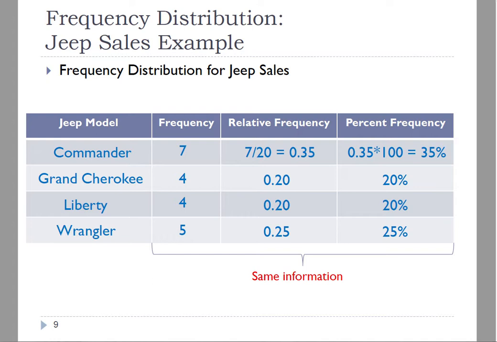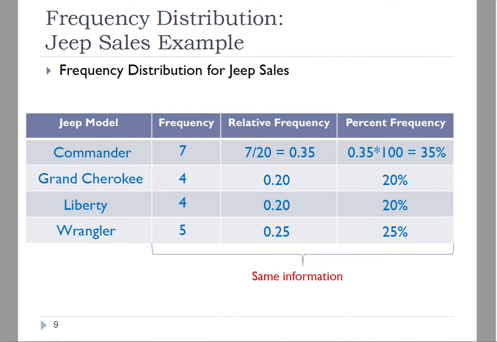So if 7 Jeep Commanders were sold, what was the total? We're just dividing it by 20, and that equals 0.35. And then if we want to find the percent frequency, we're just going to multiply that number times 100. And so that is the percentage of how often it happens. So 35% is how often that Jeep Commander model was sold.